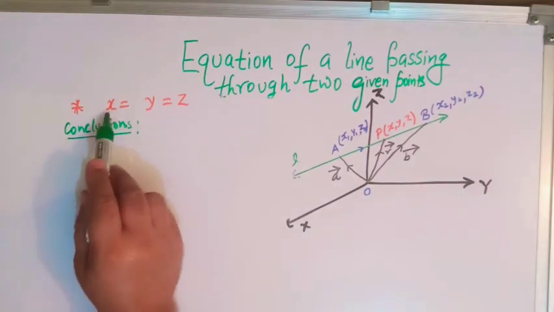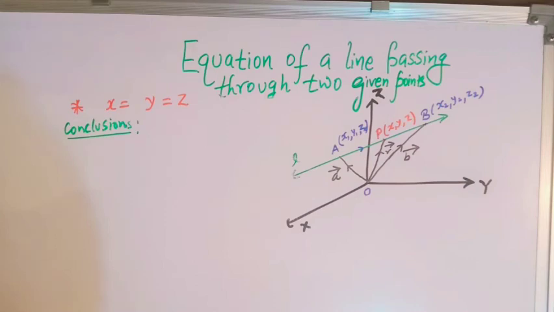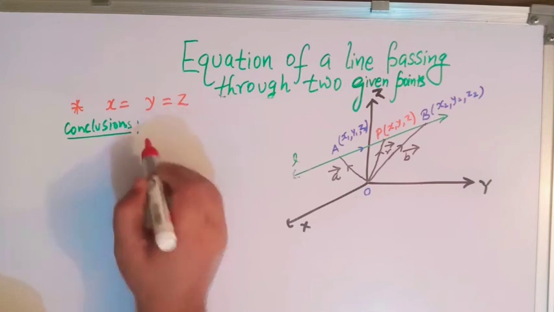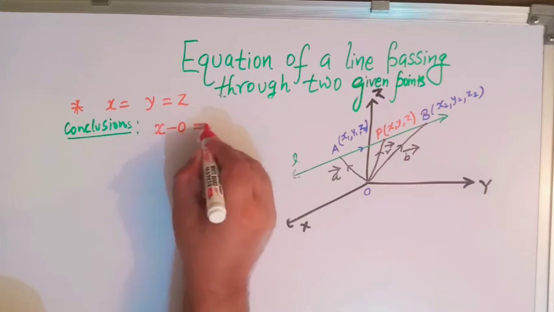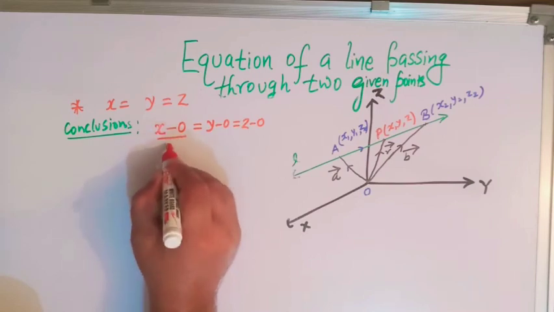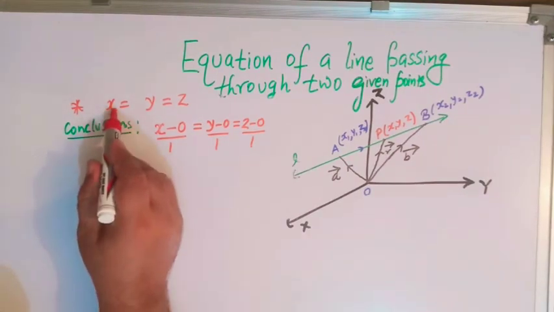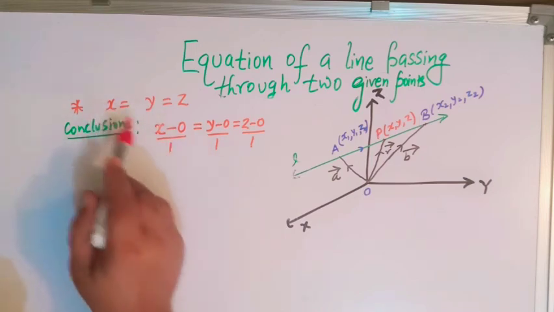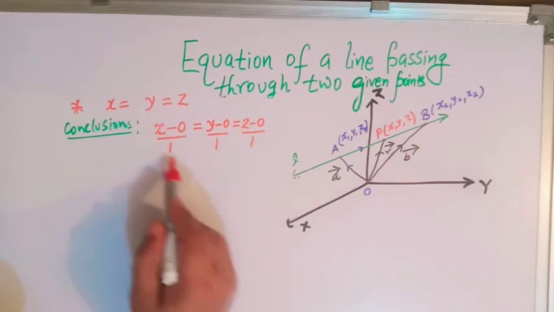Now let us take the equation of a line in this form. Now viewers, here we see that this equation x equal to y equal to z can be written as say x minus 0 equal to y minus 0 equal to z minus 0, divided by 1, divided by 1 and divided by 1. So this equation and this equation are equivalent equations, right? They are same. So x equal to y equal to z can be written in this form.